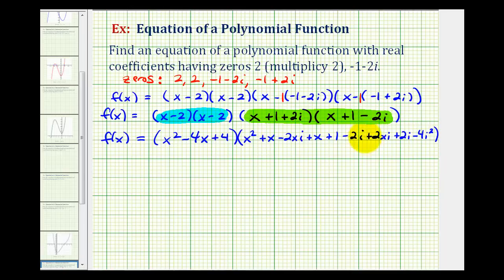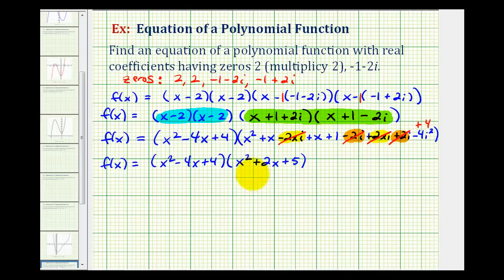So now we need to simplify this, replace i squared with negative 1, and combine like terms. Here we have minus 2xi plus 2xi. That simplifies to 0. And here we have minus 2i plus 2i. That simplifies to 0 as well. So now we have f of x is equal to x squared minus 4x plus 4 times the quantity x squared. We have plus x, that's plus 2x. And then we have 1 minus 4i squared, but i squared is equal to negative 1. So negative 4 times negative 1 becomes plus 4. 1 plus 4 is equal to 5, so we have plus 5.